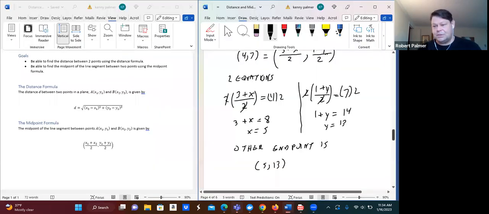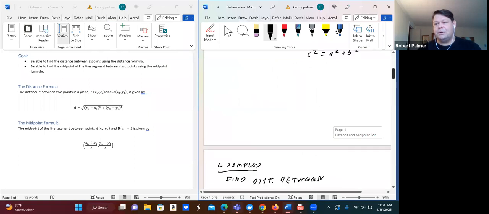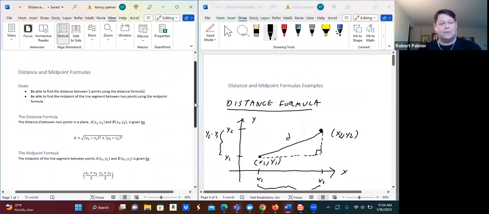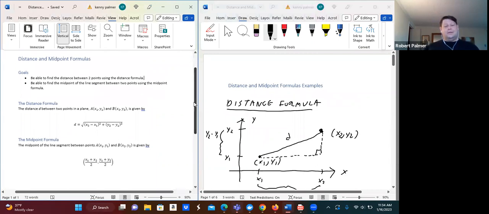So let's sum up what we've done. We learned both the distance and midpoint formulas, where they come from, and also how to use them to find the distance between two points and to find the midpoint on a line.